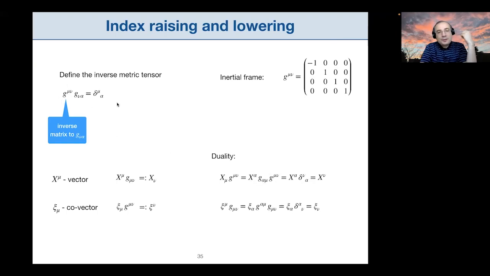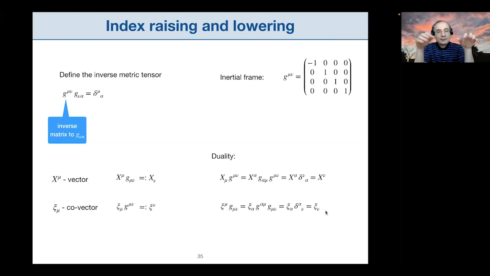Since we have demanded these things to be inverse of each other, this product here gives me the unit tensor delta mu nu. And the unit tensor multiplied by my original x is just the components of the vector x I started from. So you see that the lowering and raising of an index are dual operations. You can lower your index and raise it back with the inverse metric, and you're back with what you started from. And the same goes for covectors. You can first raise the covector index, obtain the vector, then take this vector, lower this index, and you're back with what we started from. So we have created a perfect duality between vectors and covectors.